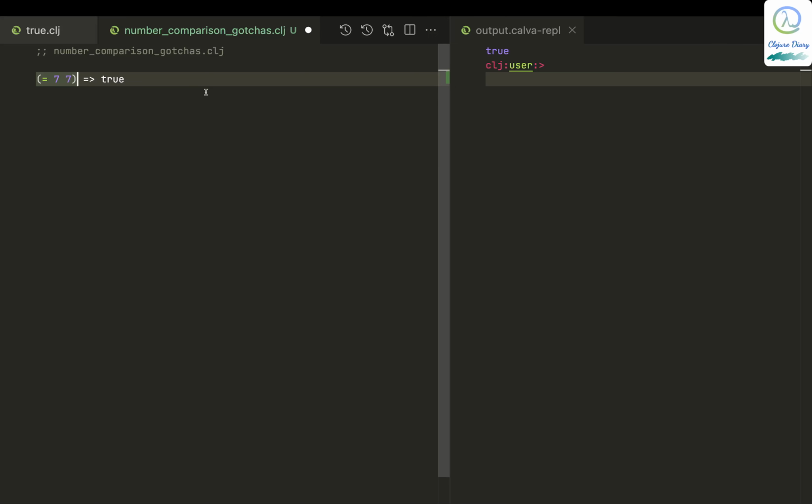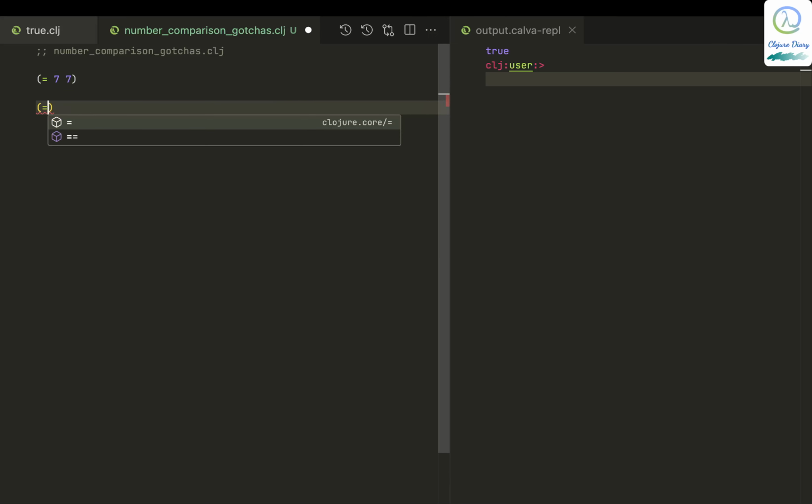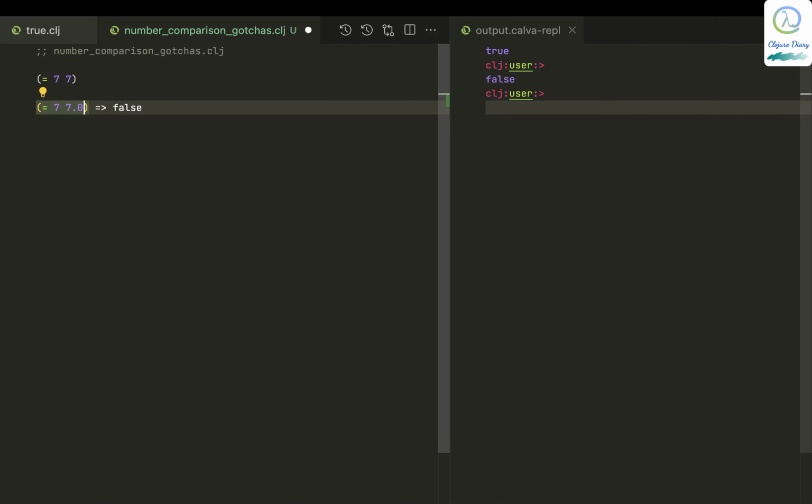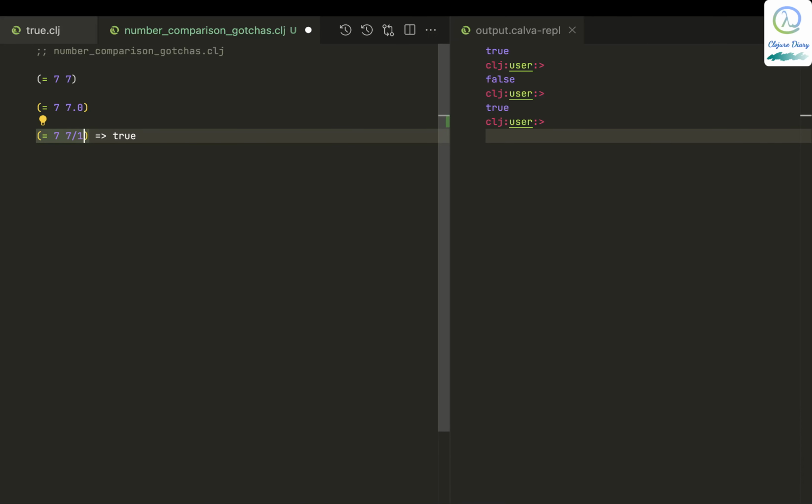And let's say when you compare 7 with 7.0, your mind knows it's true, but according to Clojure, it's false. Okay, so that's how it is. And let's say we compare 7 with 7/1. 7/1 is a rational number in Clojure, and that's true. So this gotcha you need to remember in Clojure: whenever it's a double, this one fails.